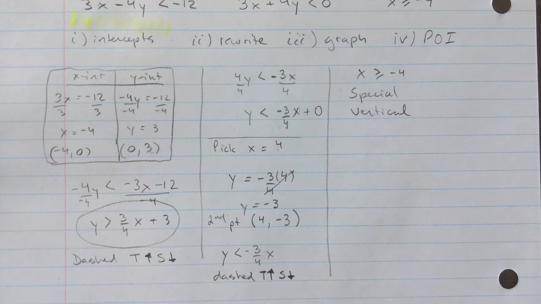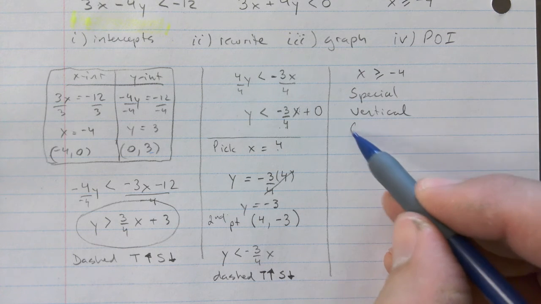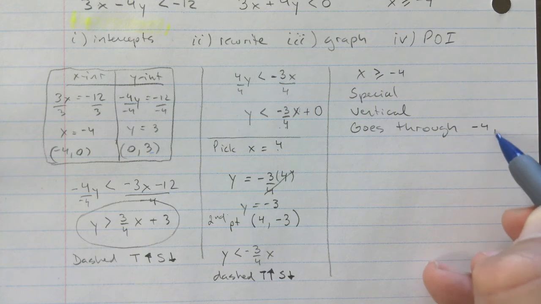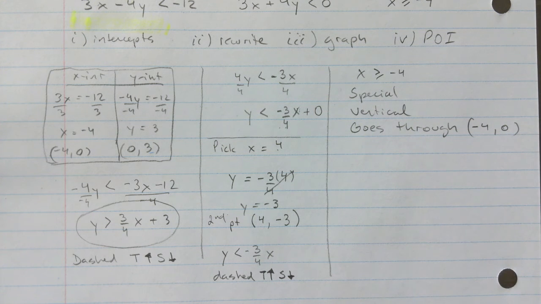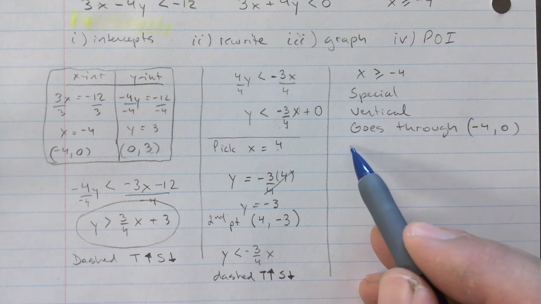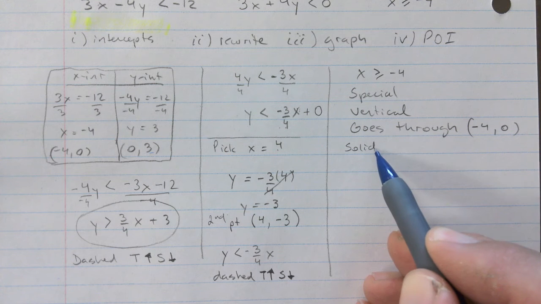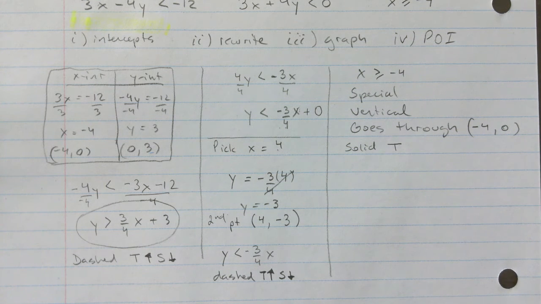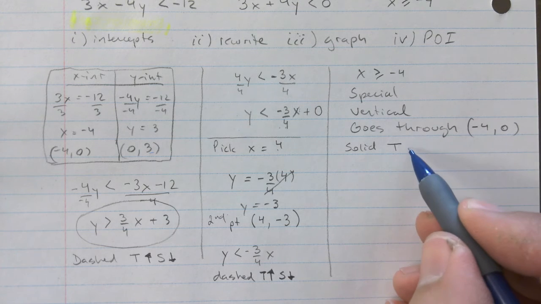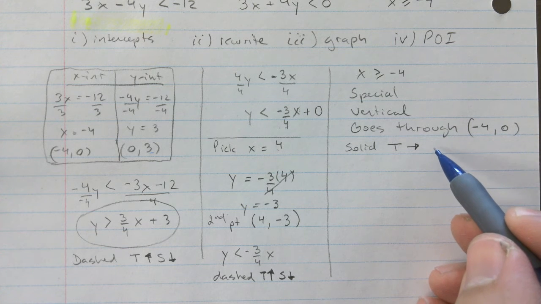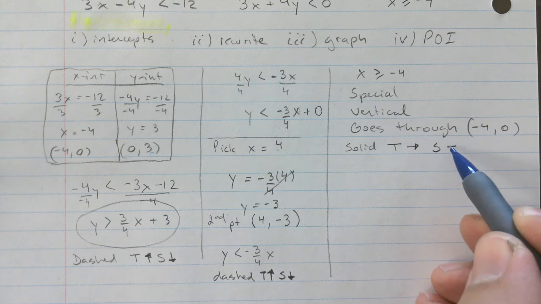And it goes through (-4, 0), right? Goes through (-4, 0). No need to find intercepts. I know that it's solid. I know that true is where? Right, right? Not funny. Okay. And then where am I at now? Shade left. Yeah, there we go.